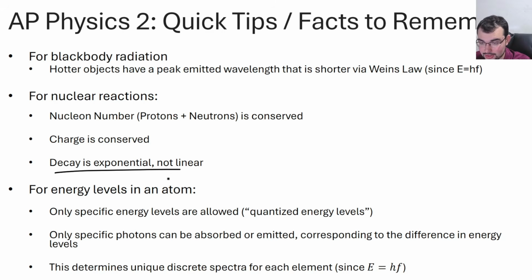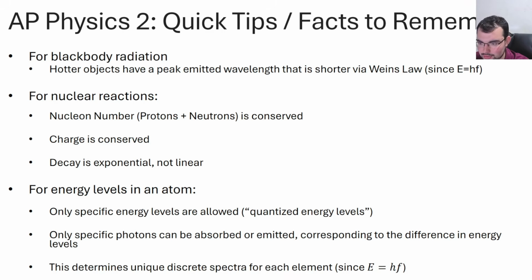Decay is exponential, not linear. So if you're looking at things like half-life, after one half-life, you have half remaining. After two half-lives, you have half of a half, which is a quarter, then half of a quarter, which is an eighth, and so on. Modern is usually pretty straightforward.